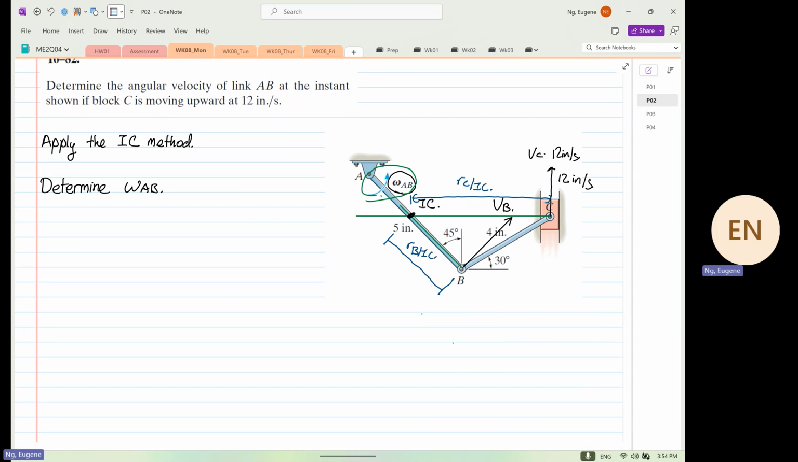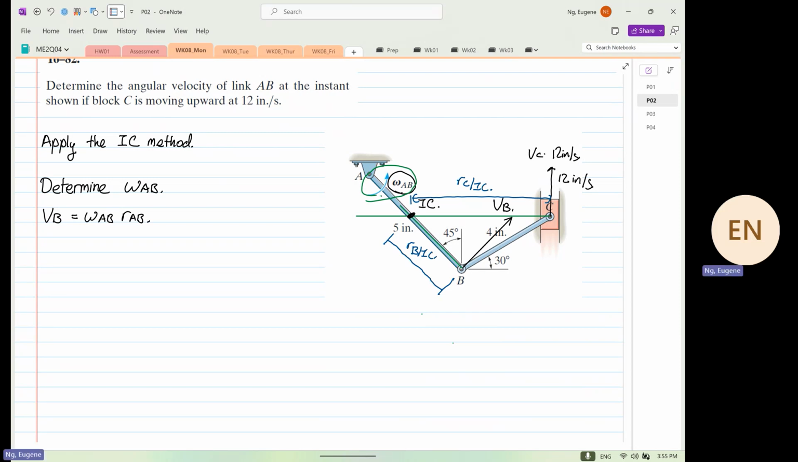To do that, we need to know that VB is equal to omega AB multiplied by our RAB. This is the only way. So we need to find what is our VB. We know what our VC is, yes or no?